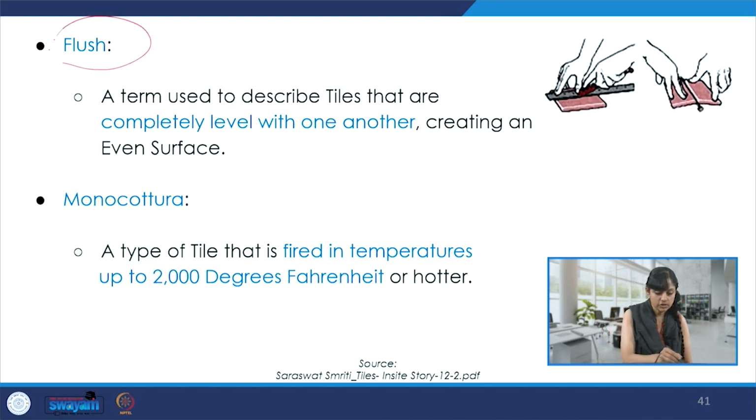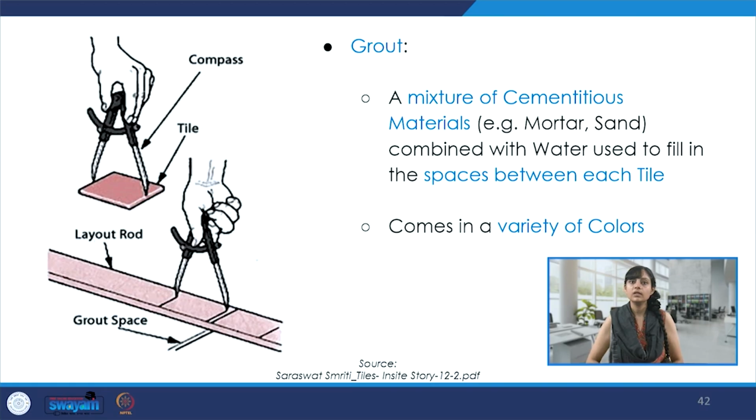Then there is flush, which is a term used to describe tiles that are completely level with one another. So there is an even surface which is created by putting them flush. Then there is monocottura, which is a type of tile that is fired in temperatures up to 2000 degrees Fahrenheit or even hotter.